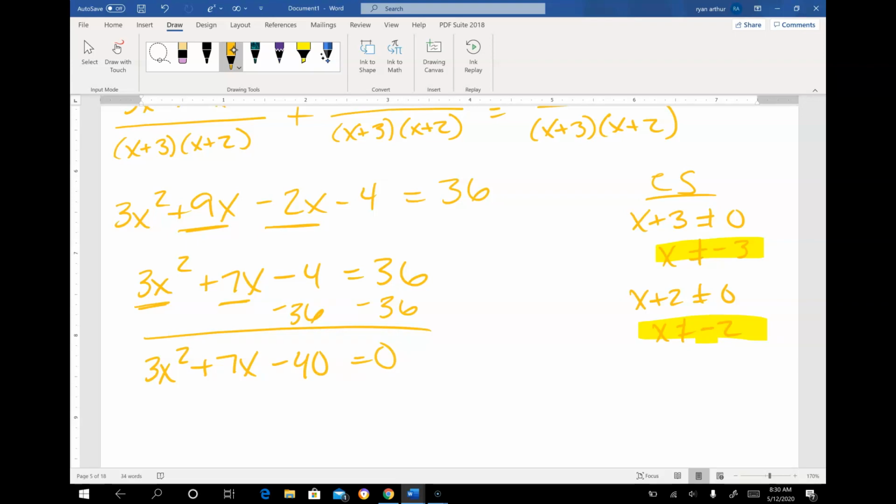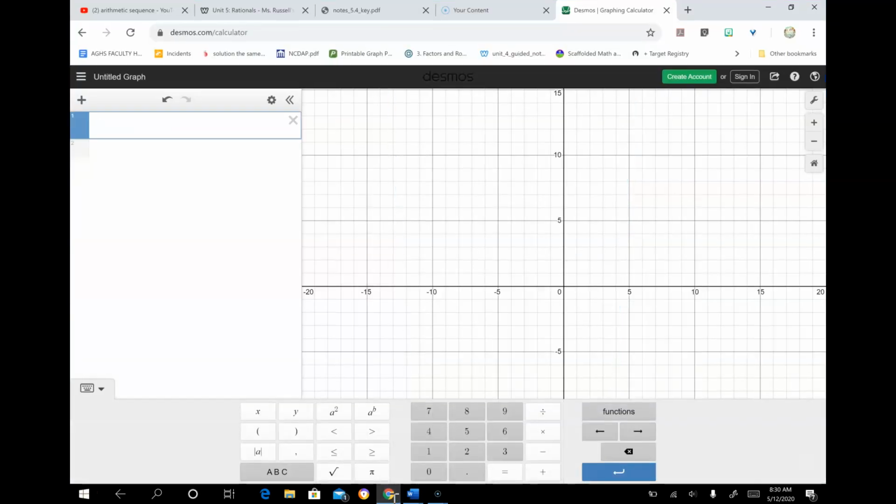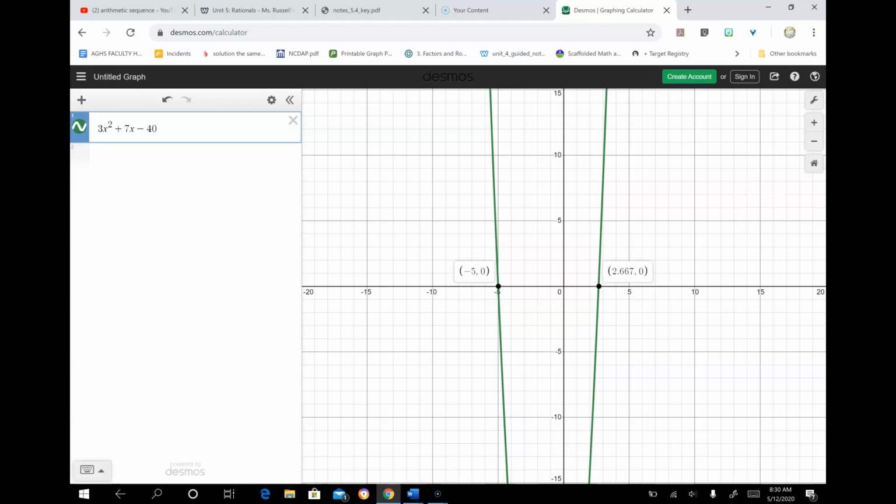I'm going to write this down. So we're going to go to Desmos, and we're going to factor it. So we're going to say 3x squared plus 7x minus 40. And that's going to be x, oh no, 2.666, sorry, Nana. So again, I told you, some people might look down on this, but special times call for special measures.